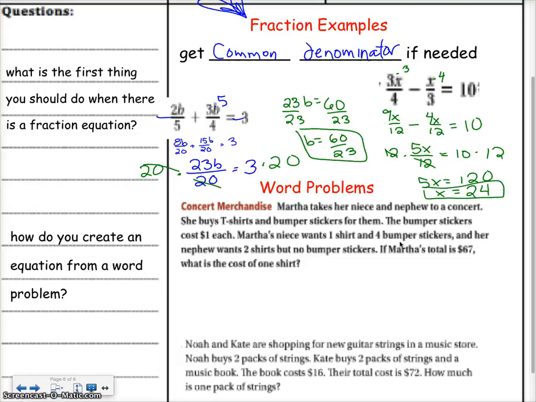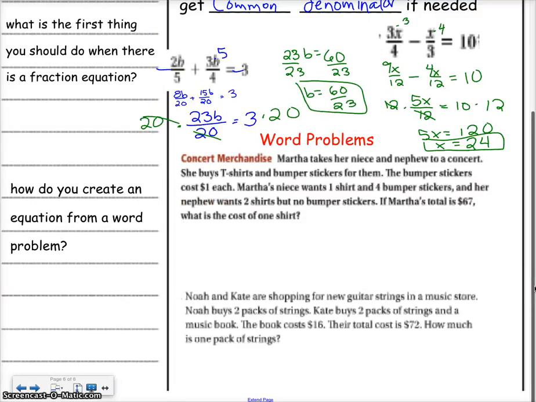So, it's not that horrible, it's just you gotta remember that you need a common denominator, and you also have to remember how do you get rid of a denominator? You multiply. All right, so our next application is to create an equation from a word problem. To be able to look at a word problem and identify what an equation would be that is aligned with it.